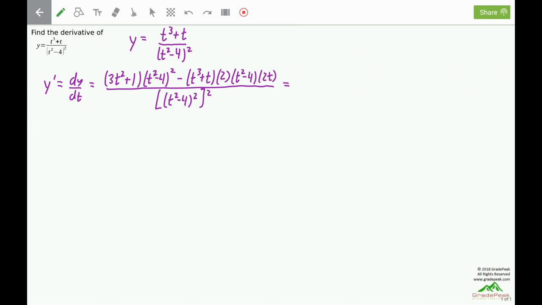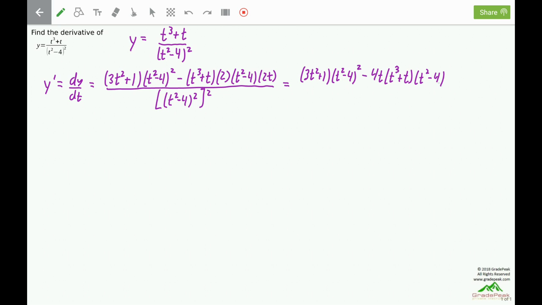Now in the numerator we have 3t squared plus 1 times (t squared minus 4) quantity squared, minus, now the second term I'm going to multiply this 2 and this 2t and put them first. 2 times 2 is 4 times the t. It's customary to bring the constant and the smaller expressions to the front.